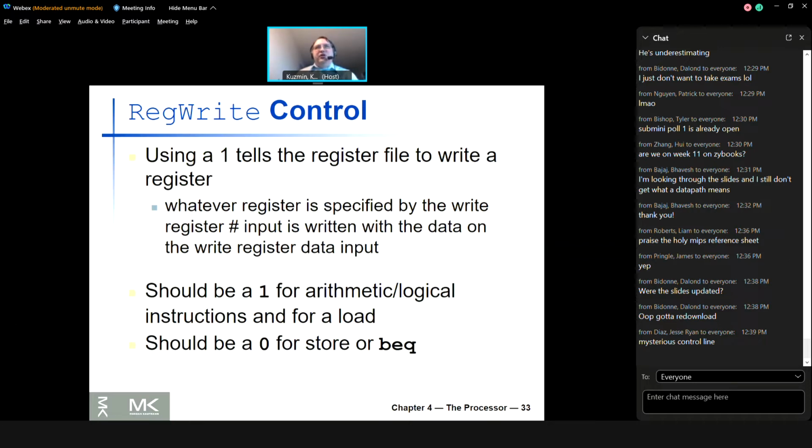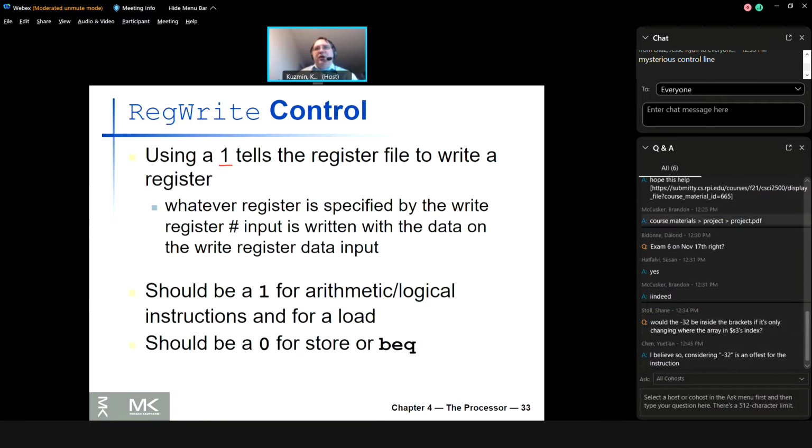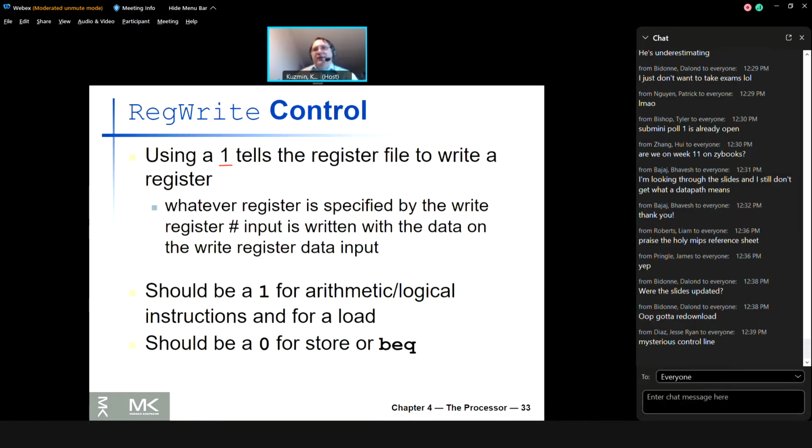All right, so next, the reg write control signal. This is used to initiate a write operation to the register file. So when reg write is 1, is active, it's a write to the register. Whatever register is specified in the write register input is written with the data on the write data input. So obviously, reg write should be 1 for all our arithmetic logical instructions, all our R format instructions, because all those instructions write the result back into the register.